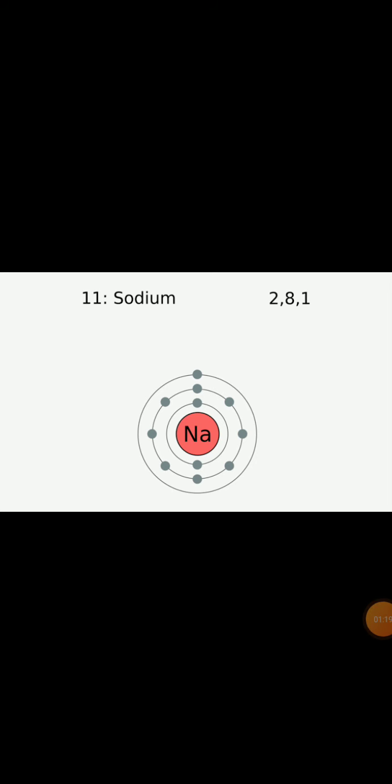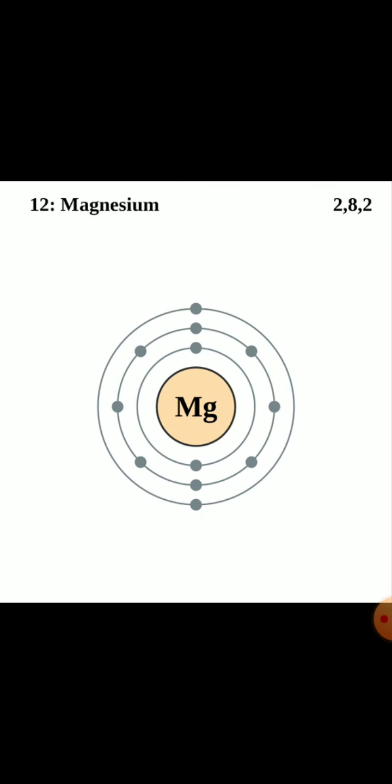If I tell you for sodium, how many electrons are present in the outermost orbit of sodium? 1. Which means that one valence electron is responsible for forming compounds with other atoms. So the valency of sodium is 1. If I talk about magnesium, 2 electrons are valence electrons, and these 2 electrons are responsible for making bonds with other atoms. So the valency of magnesium is 2.